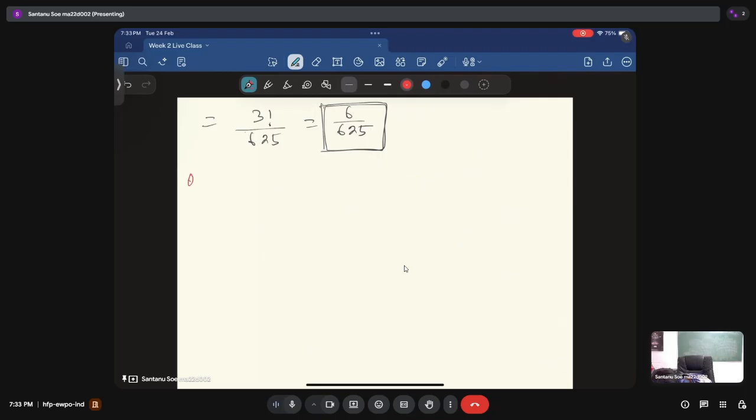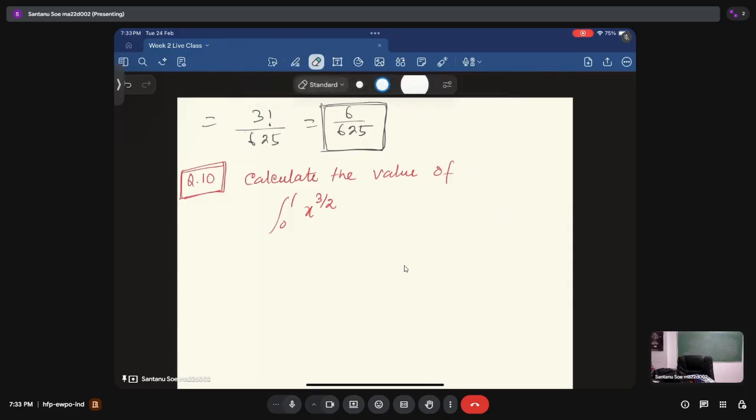Okay, so now let us go on to the next question. So calculate the value of the integral 0 to 1 x to the power 3 by 2 (1 minus square root of x) to the power 1 by 2 dx.